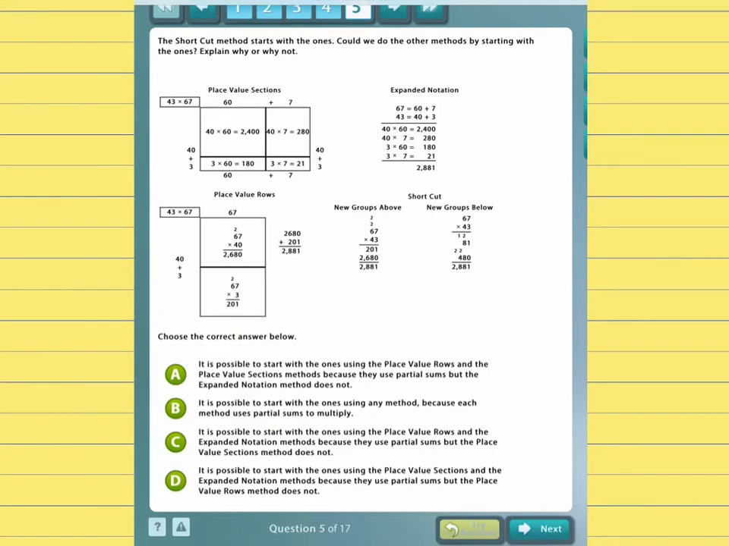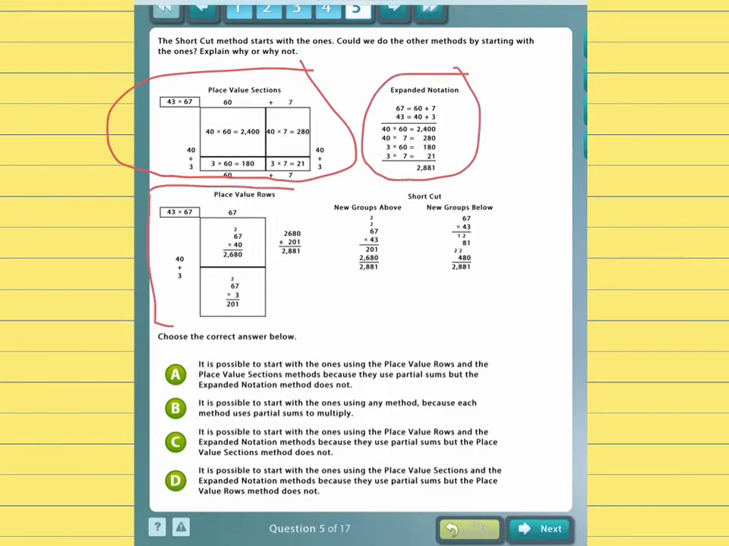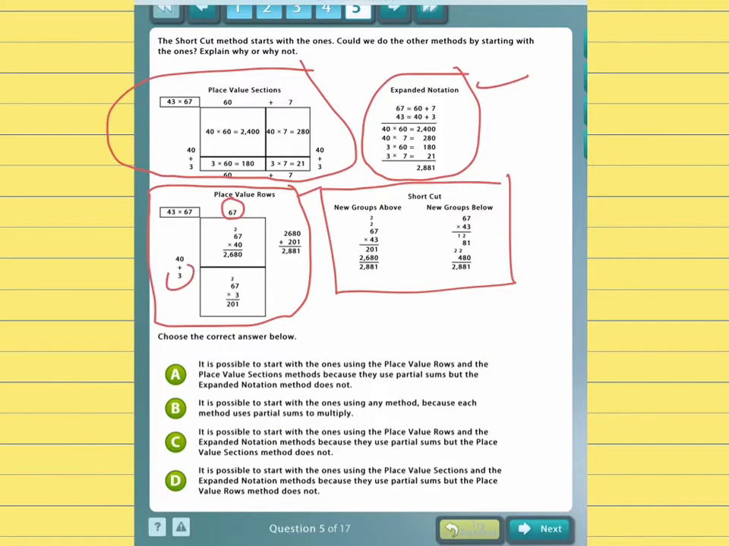In this problem, they're asking us to compare the different methods of multiplying numbers. You have the place value section, the expanded notation, place value rows, and shortcut. So what are the possibilities with these 4 different ways of multiplying? Is it possible to start with the ones using the place value rows? I don't think you start with the ones here because you're not multiplying ones by ones. You're multiplying one number by one. So no, I don't think it's possible to start with the ones.